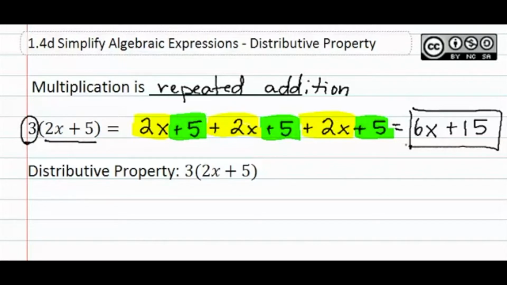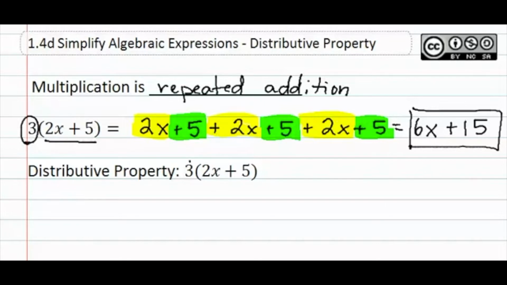There is also a property that helps to shorten this process and allows us not to have to turn our multiplication problems into repeated addition. This property is called the distributive property. It uses multiplication to do the same process.